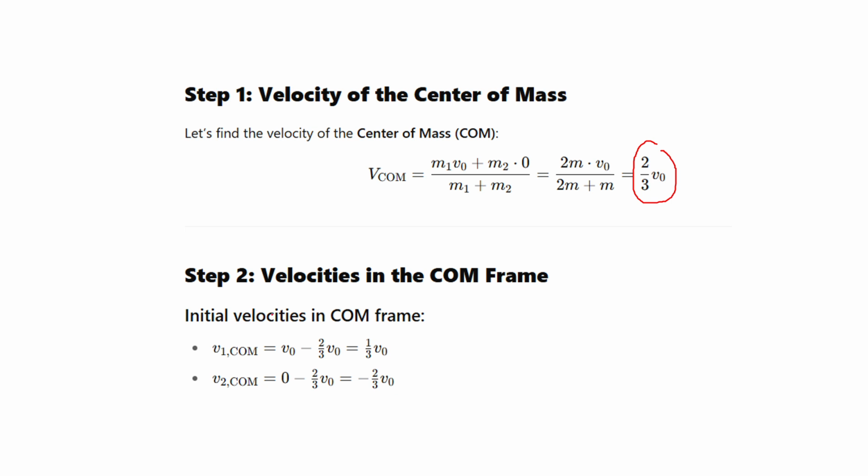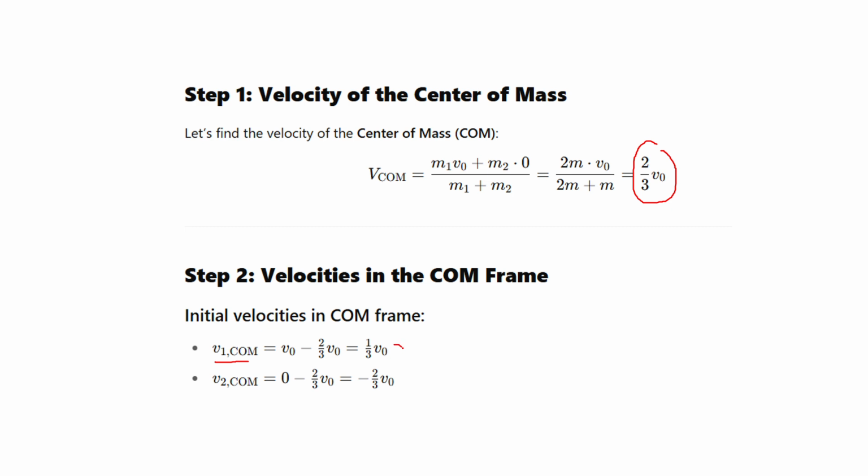Now in calculating velocity with respect to center of mass, v1 cm, that is velocity of 1 with respect to center of mass, is v0 minus 2/3 v0, that is 1/3 v0. And similarly v2 cm, initially it was 0, so it is minus 2/3 of v0. Now from here you can see a very important result, that the total linear momentum will be 0 with respect to center of mass.